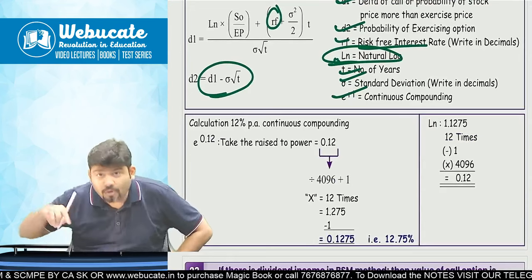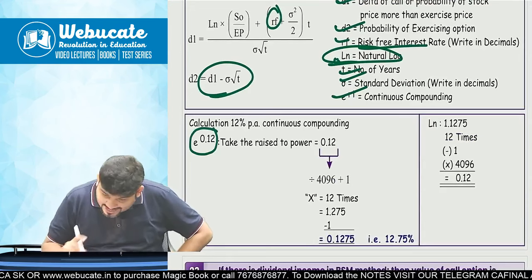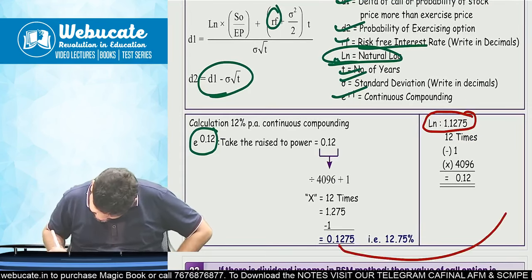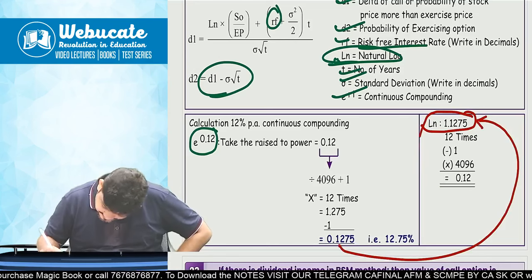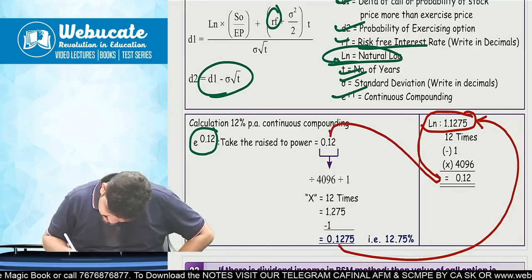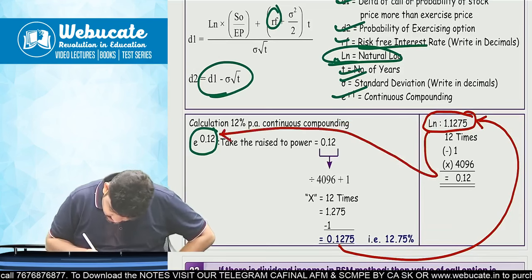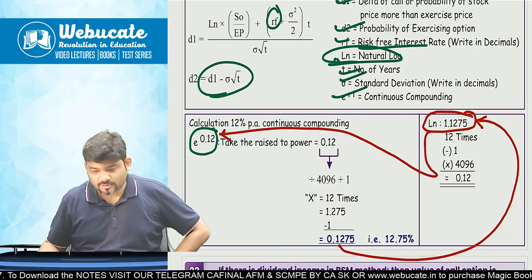Now, how do you calculate if e raised to 0.12 is given? The reverse of this is called natural log. See here, this will give you this. Got it? Done.